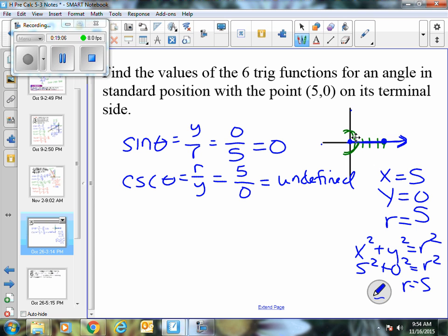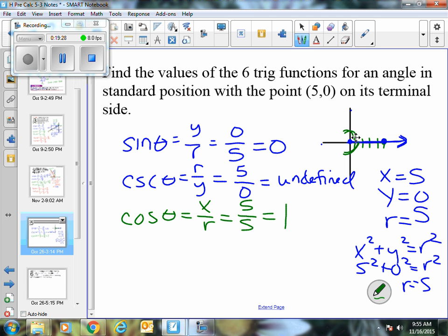So when we graph those, there's going to be breaks in the graph. You're going to see asymptotes. It is not a domain of anything you want for those reciprocals, because wherever sine is 0, its reciprocal will be undefined. Okay, let's look at what cosine does. X over r. That would be x is 5, r is 5. So that's 1.